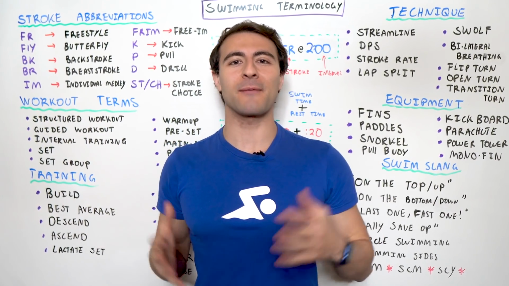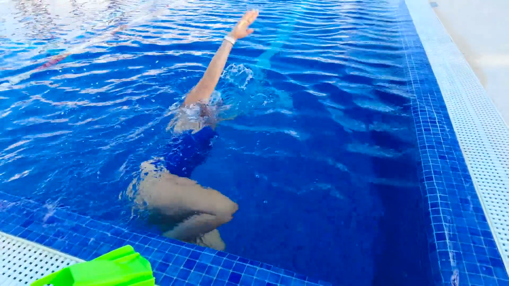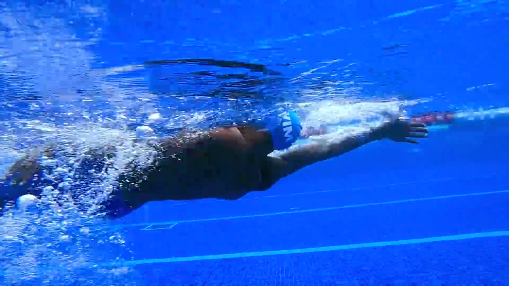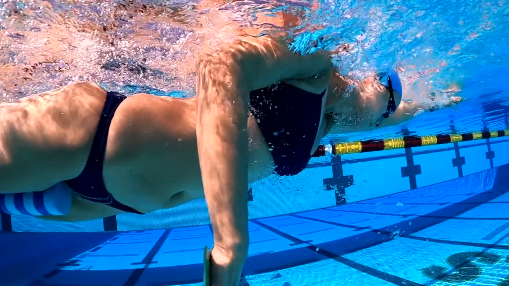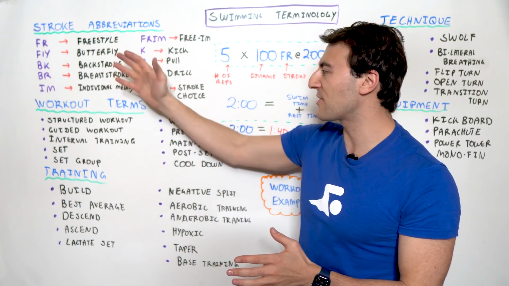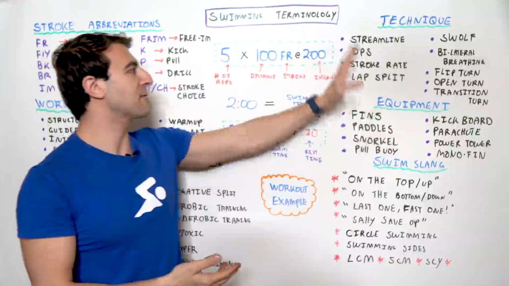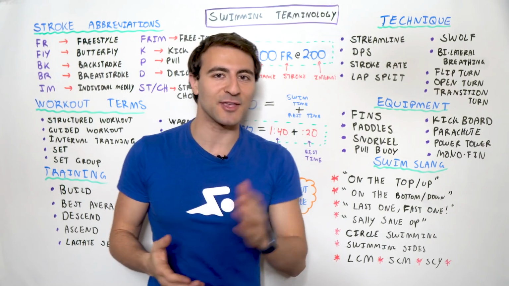In today's video, I'm sharing with you Swimming Terminology 101. But don't think this video is for beginners who are trying to understand all the mechanics of swimming, because I'm going to walk through 6 different categories of swimming terminology, including the basics, like the different stroke abbreviations, workout terms, and training. But we're going to go a little bit more advanced. We're also going to talk about different technique terminology, equipment, and some different swimming slang that you might hear on the pool deck.